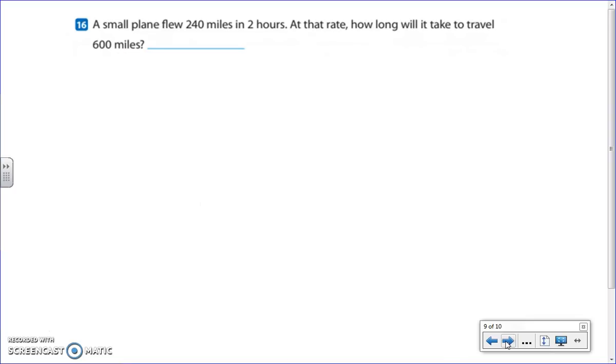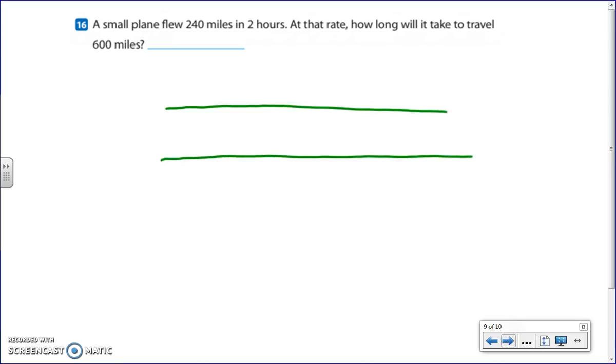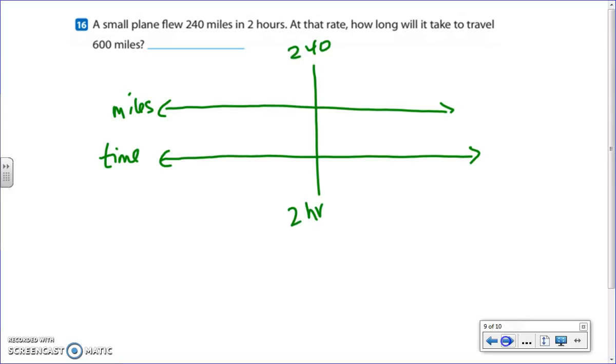It says a small plane flew 240 miles in 2 hours. At that rate, how long will it take to travel 600 miles? Okay, so now these numbers aren't going to be near as smooth to work with. And so I'm going to make a double number line, or I can make a table. I'm going to put the miles on the top and the time on the bottom. And so it looks to me like I have 240 miles in 2 hours.